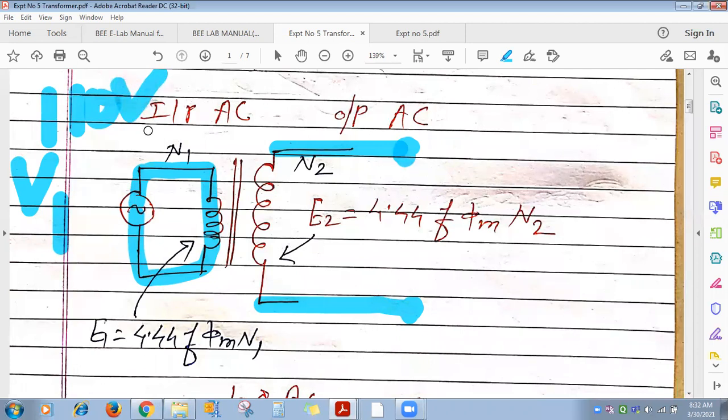110 volt, and throughout the experiment we are going to keep it constant. Now once you apply 110 volt input voltage constant, the circuit is closed on the primary, that's why current I1 AC will flow through the primary winding. AC voltage you are applying, AC current will flow.